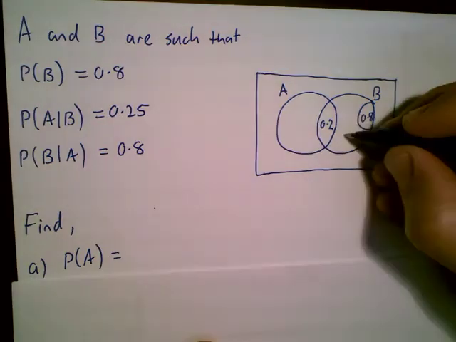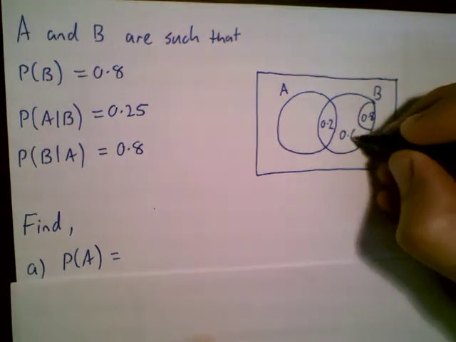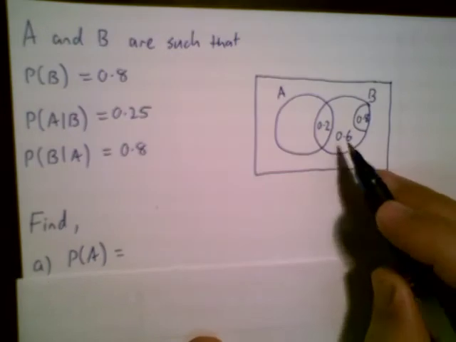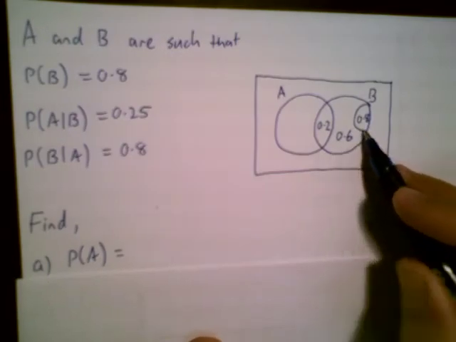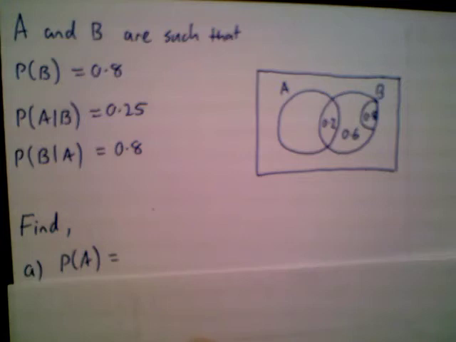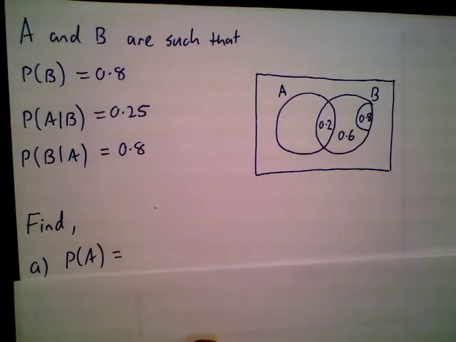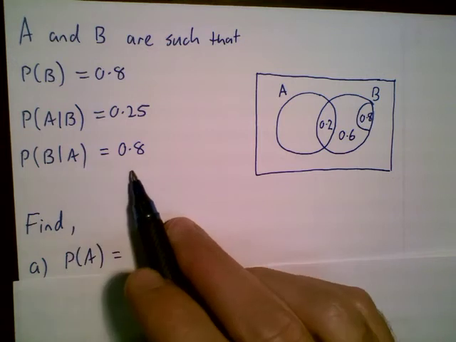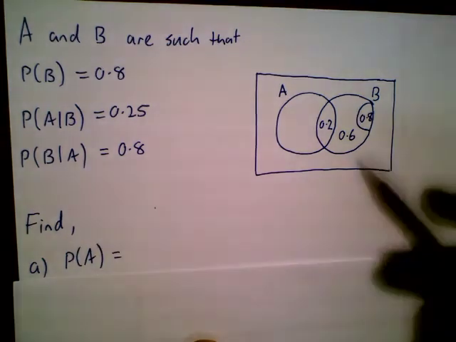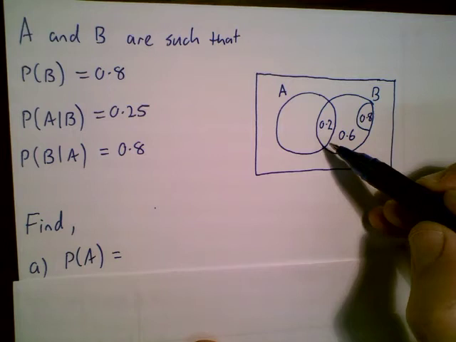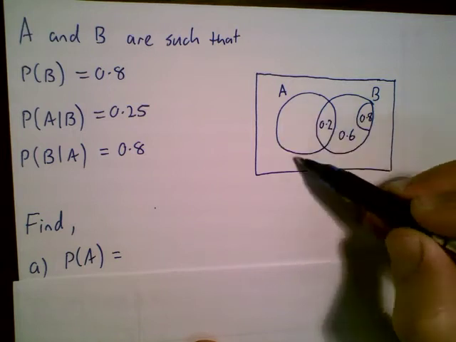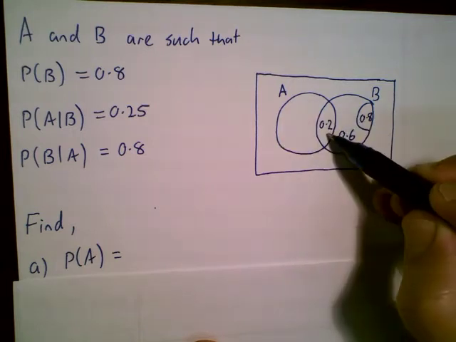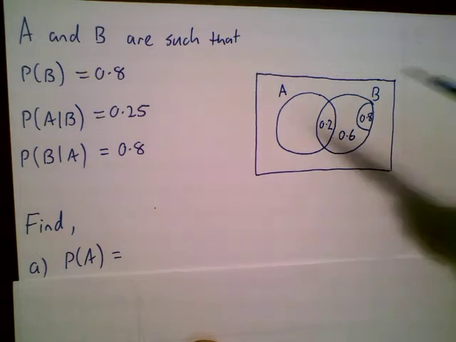That means we also know that this region here is 0.6, 0.2 plus 0.6 is 0.8. Okay, next thing to complete our Venn diagram is we've got the probability of B given that A occurs is 0.8. So in other words, the probability of B occurring given that all of A occurs, probability of B 0.2 here, comes out to 0.8.